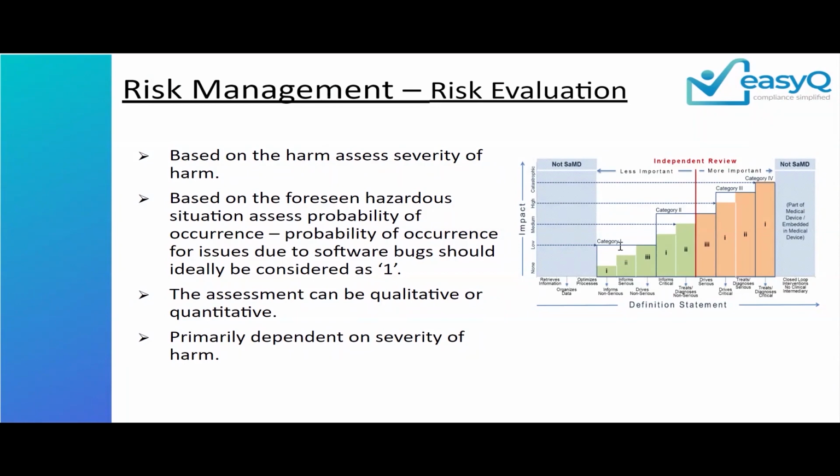Or in many companies for SaMD, what they also do is say, hey, we will not look at probability of occurrence, we will only look at the severity of harm. So in their risk management file, there will be no table on probability of occurrence. They only look into the severity of harm. They try to reduce or control the severity of harm as much as possible. And that's how they do their risk management activity, right?